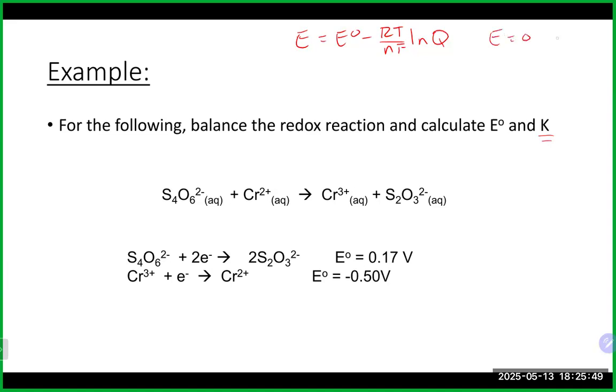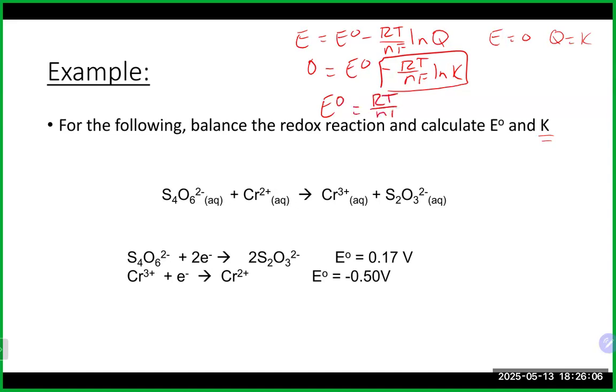Again, E is going to be equal to 0. Q will equal K. Gets us 0 is equal to E naught minus RT over nF natural log of K. This entire thing just gets added to the other side. And now we have our equation that we need for our equilibrium constant. So what do we need here? We need E of the cell. In this case, we're going to go again, our cathode minus our anode.